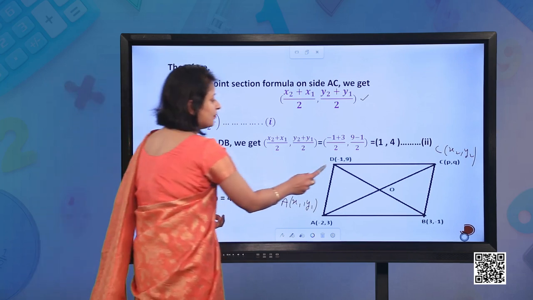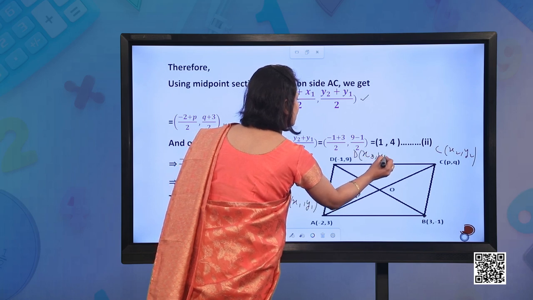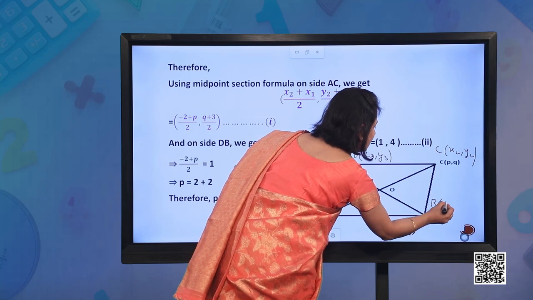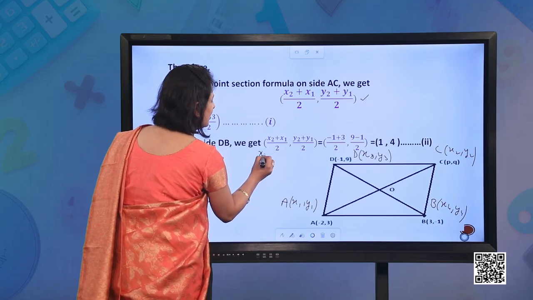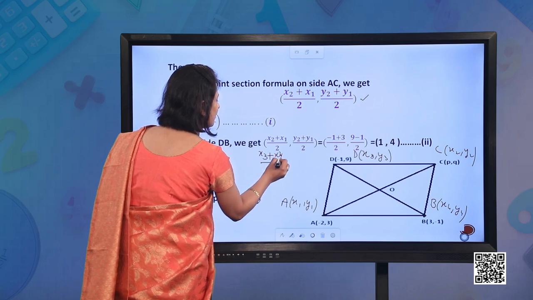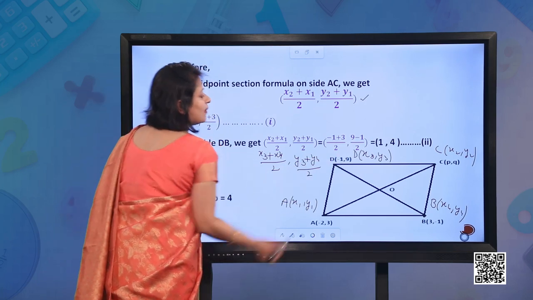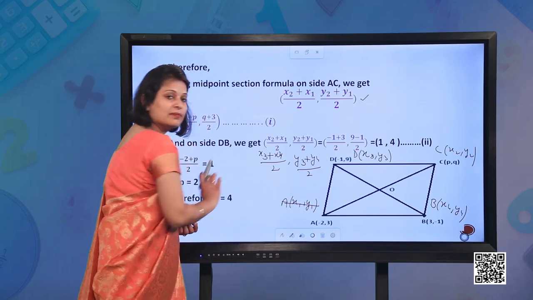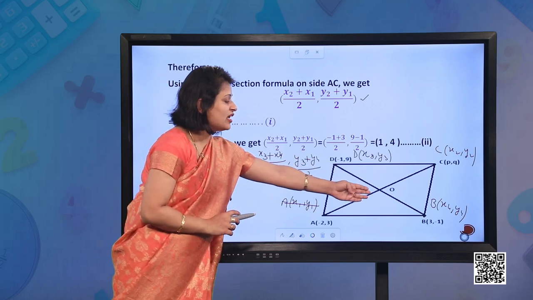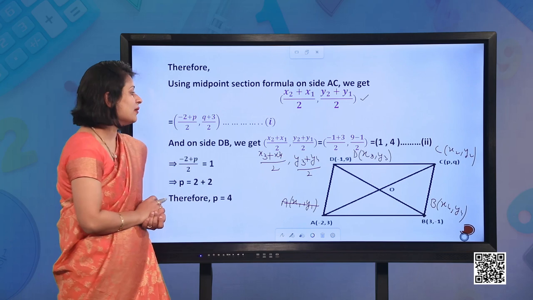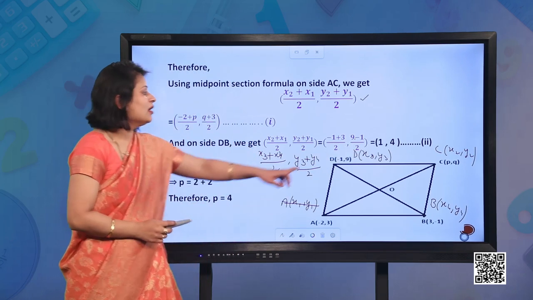Now on the side DB, again consider this as x3, y3 and this as x4, y4. You can write this as (x3 plus x4) divided by 2 and (y3 plus y4) divided by 2. Or you can again use this as x1, y1 or x2, y2 by simply replacing like this. So, substitute the values of x3 as minus 1, y3 as 9, x4 as 3 and y4 as minus 1. What will you get? Minus 1 plus 3 divided by 2, 9 minus 1 divided by 2. The coordinates will be 1, 4.